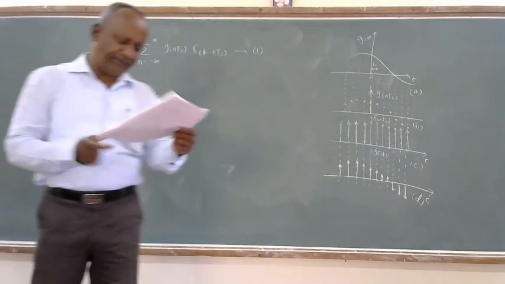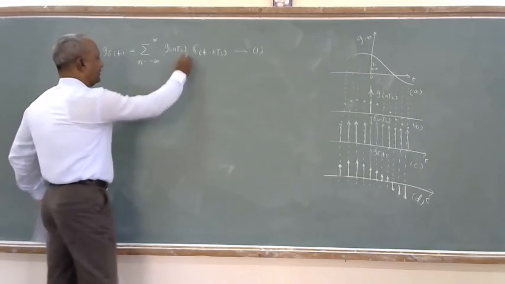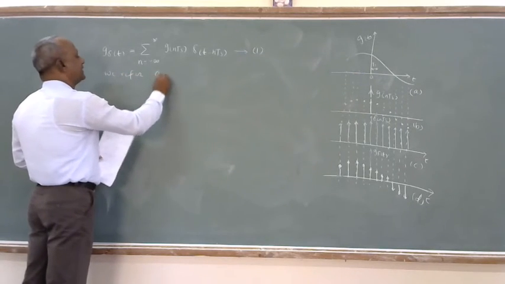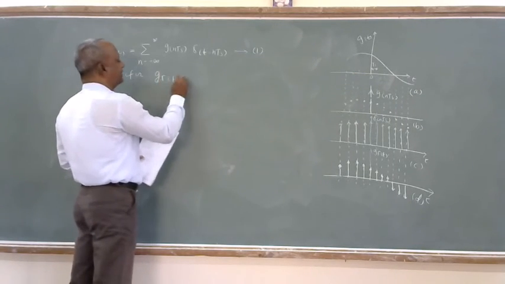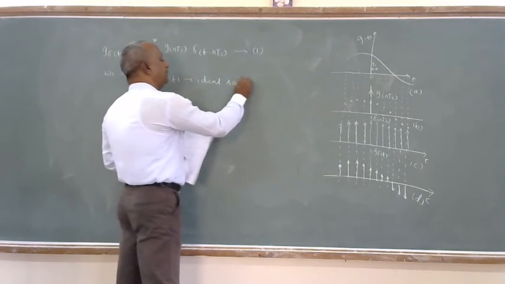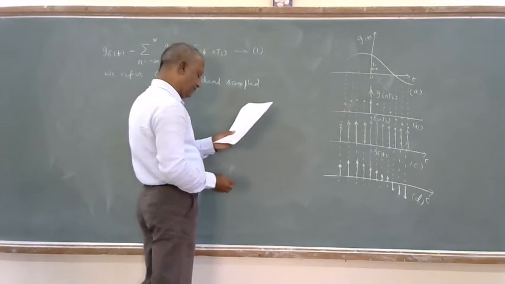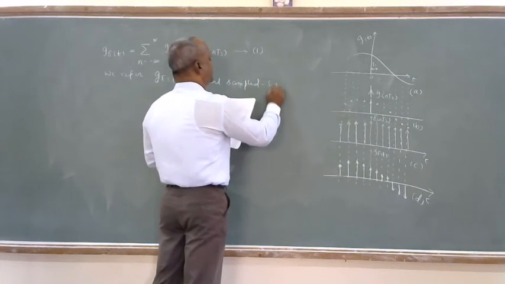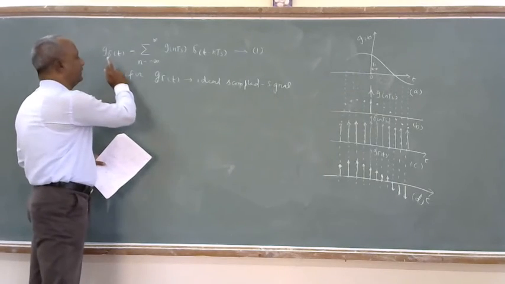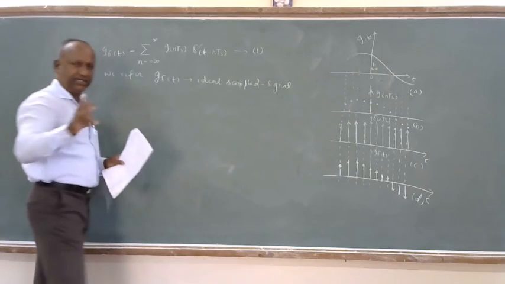Okay, so we refer to z delta of t as the ideal sampled function. The name of z delta of t is called what? Ideal sample signal. This is very important. Repeatedly I am using ideal sample signal, z delta of t. Why is it called ideal? Because of this delta of t. Because delta of t is an ideal function.